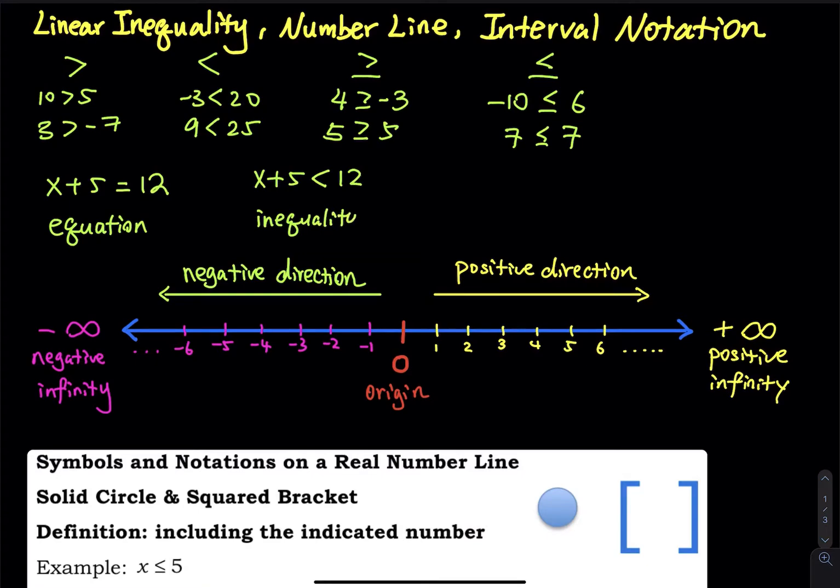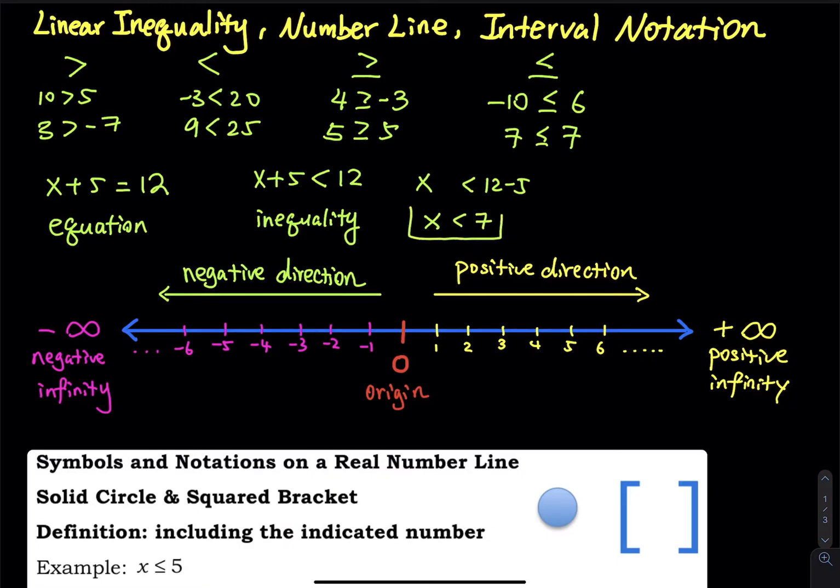And then how do we solve that? Just treat that as an equal. To solve this, we want to isolate x on the left hand side. That means we want to subtract 5 on both sides. So x is less than 12 minus 5. x is less than 7, right? So x is less than 7.